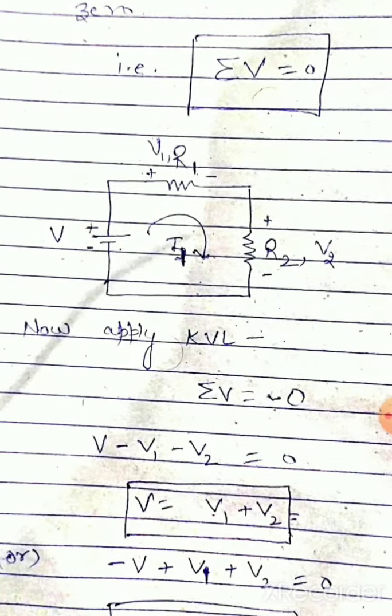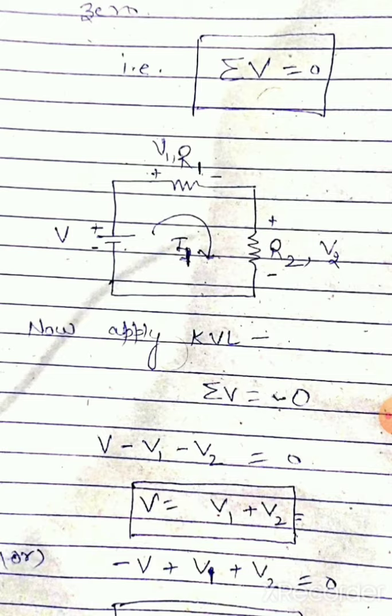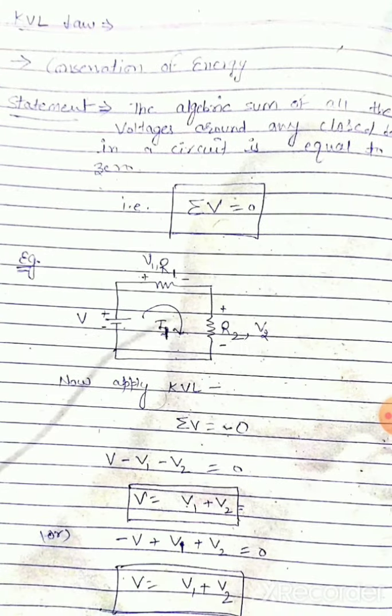The one thing which has to be taken care of here is that once we choose one sign convention, we cannot use the other sign convention in the same equation. Once one sign convention has been chosen, it has to be followed throughout the loop while writing the equation. That has to be taken care of. Okay, so this is KVL.